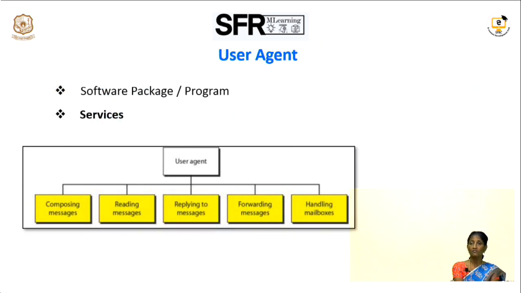Next is the first component in the email system architecture, the user agent. It is a software package or program. It provides services to the user. First is composing messages, reading and replying to messages, forwarding messages, and finally mailbox management also. These are some of the services provided by the user agent.